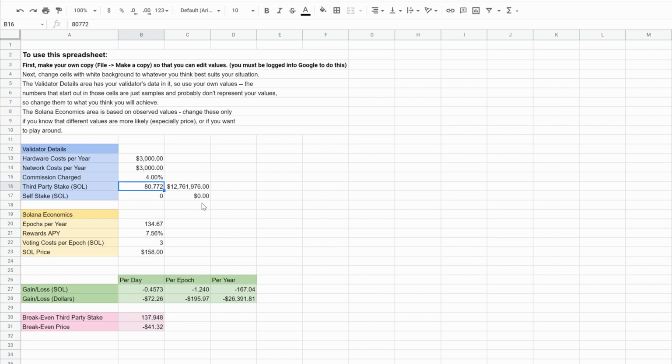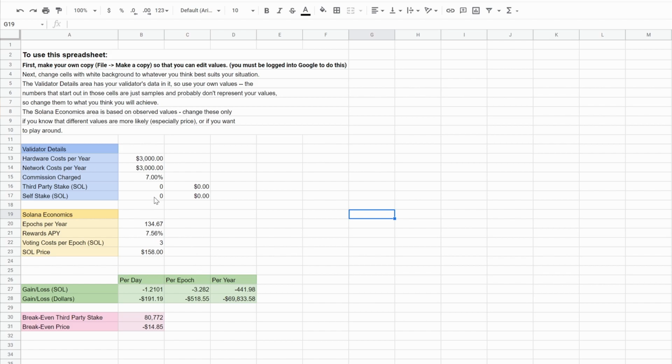So I think you can see the predicament here. Of course, when you stake your own stake, you don't need as much of it to break even. So let's go through this scenario where you're a wealthy individual: how much money do you need to put into Solana before you break even without third-party help? To do this, we'll change the third-party stake to zero, and we'll see that under this unrealistic situation, we would be losing almost $70,000 a year.